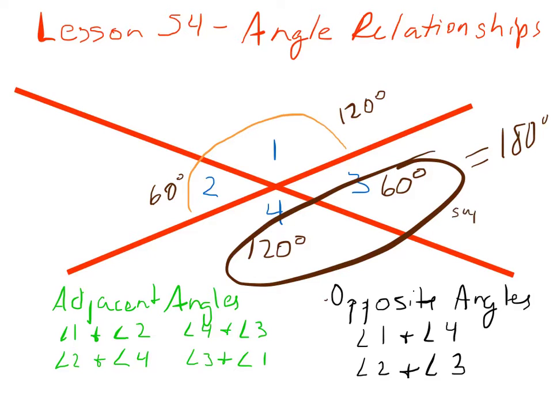and that is supplementary angles. Supplementary angles equal 180 degrees. When we add the two angles together, they will equal 180 degrees. So in this case, we would say 1 is supplementary to 2. 3 is supplementary to 4, or we could say it this way: 1 is supplementary to 3, or 2 is supplementary to 4. So a few different options there.